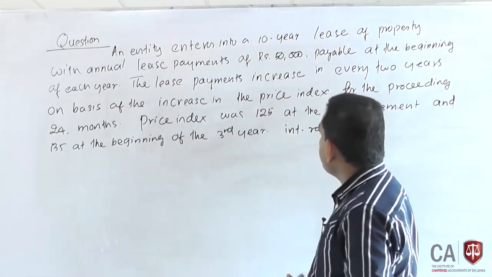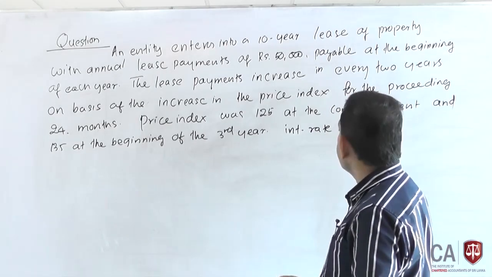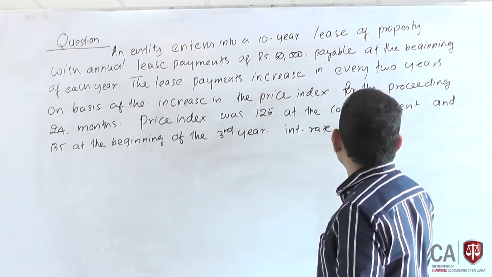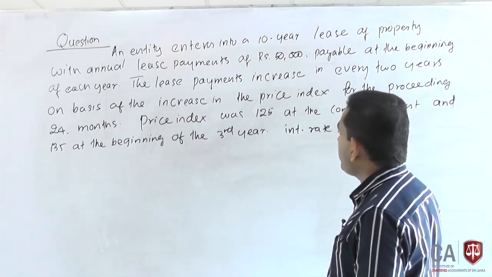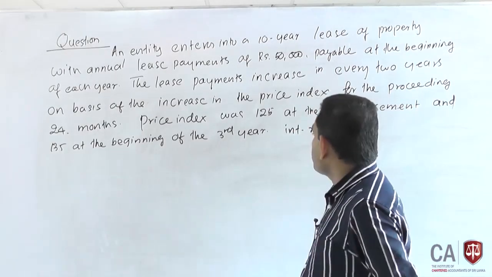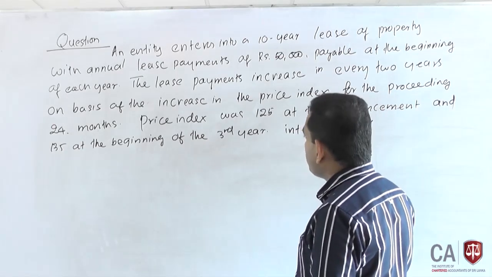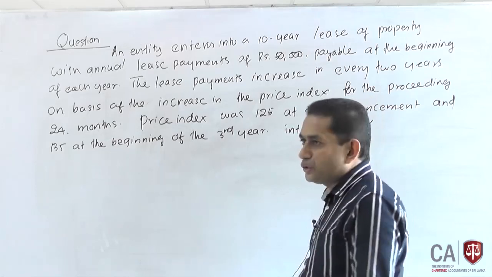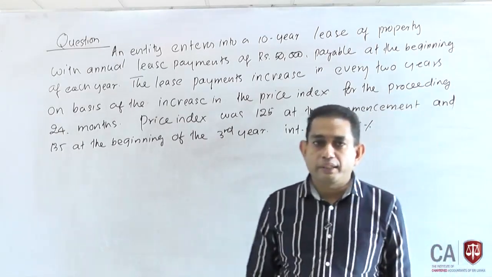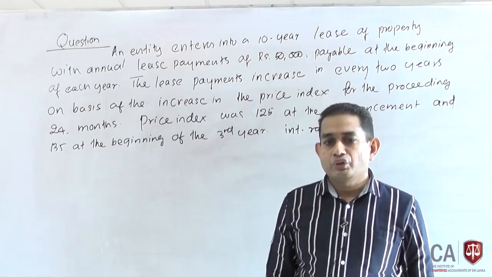It says an entity enters into a 10-year lease of property with annual lease payments of rupees 50,000 payable at the beginning of each year. The lease payments increase every 2 years on the basis of the increase in the price index for the preceding 24 months. Price index was 125 at the commencement and 135 at the beginning of the third year. Interest rate is 5%. So, there is no purchase option granted to the lessee, no termination options, no guaranteed residual values. So, things are very clear.